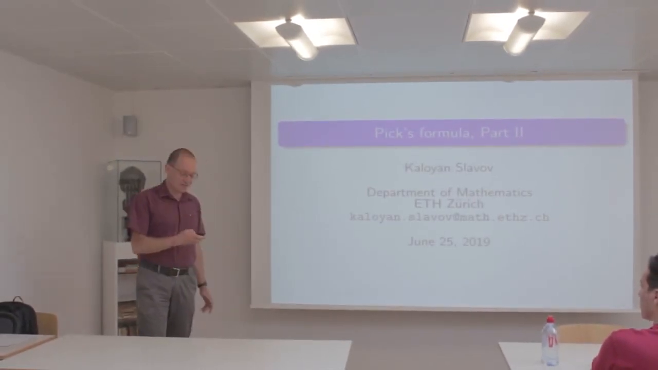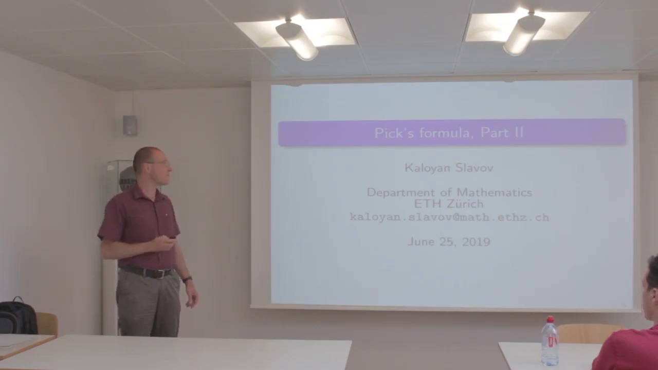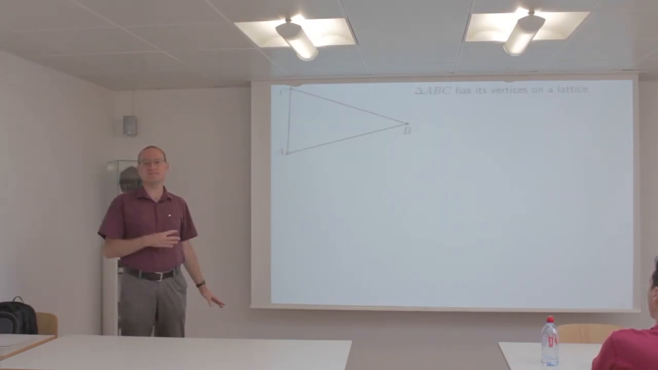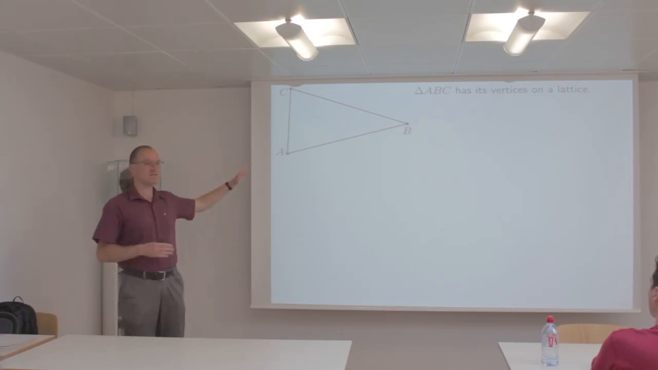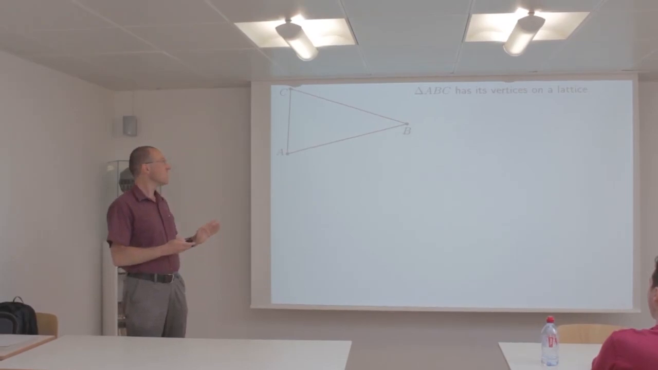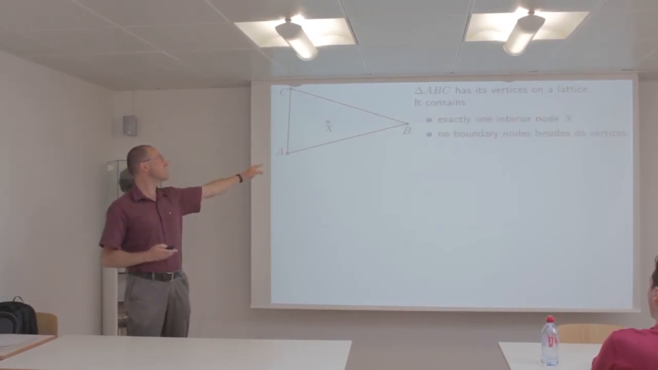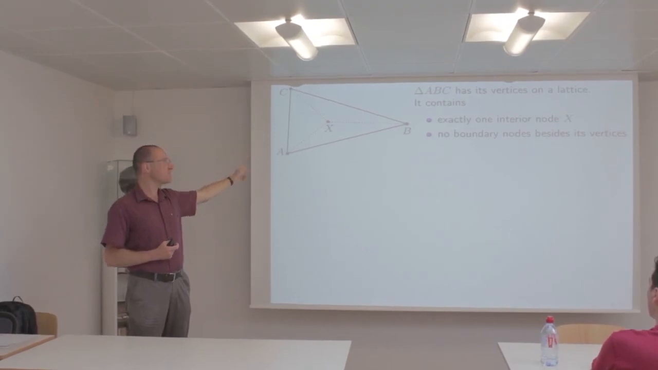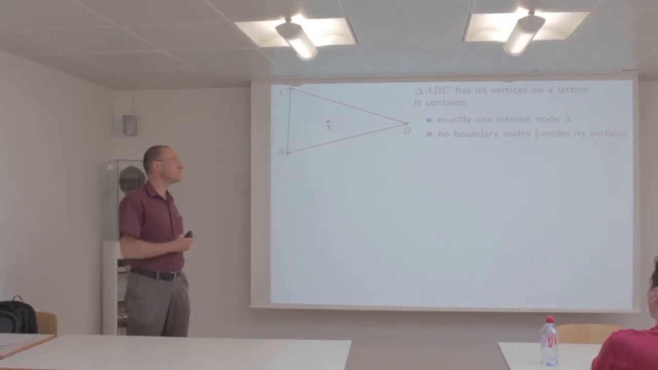We now discuss some applications of Pick's formula. Consider a triangle ABC with vertices on a lattice. Here we do not draw the lattice, but always remember the vertices of the triangle are on a lattice. Suppose that the triangle contains exactly one interior lattice point, let's call it X, and no boundary lattice points besides the 3 vertices.